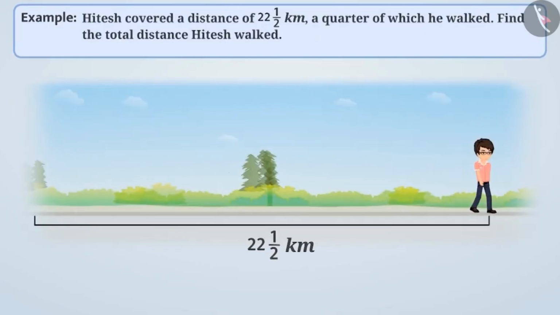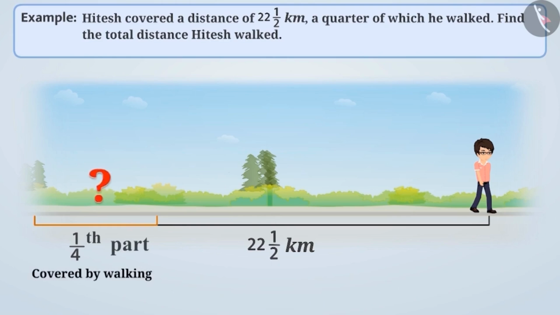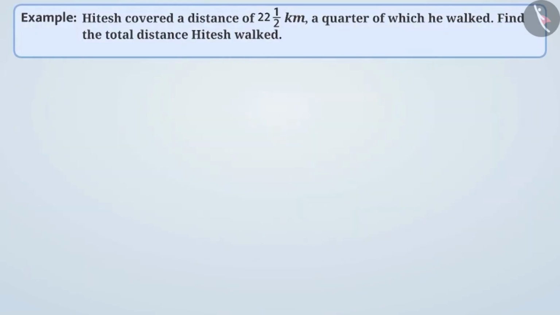Next example. Hitesh covered a distance of 22.5 kilometers, a quarter of which he walked. Find the total distance Hitesh walked. The example shows that Hitesh walked a quarter of the total distance of 22.5 kilometers. Can you tell me what this means? Think for a while.